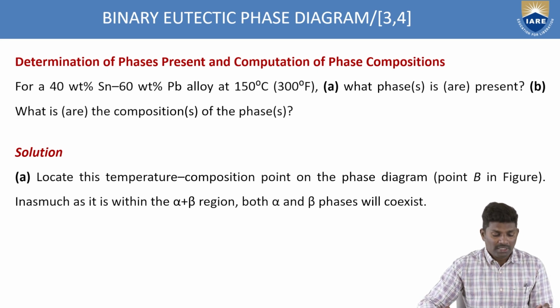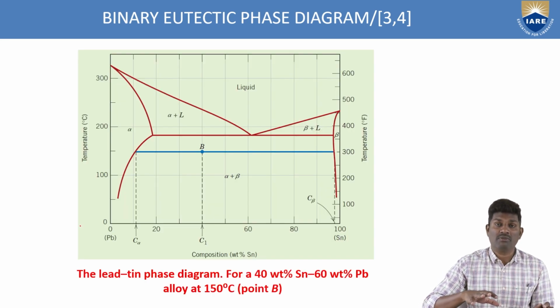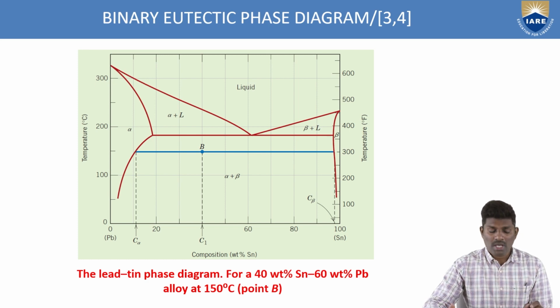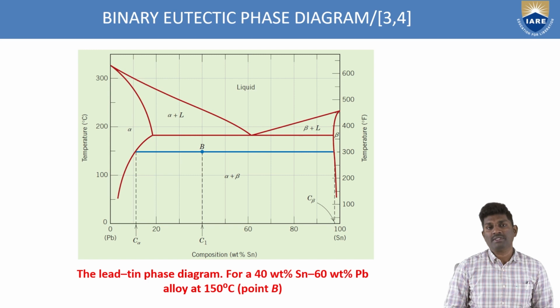Now let's look at the location of this temperature and composition on the phase diagram. This is the phase diagram we have for lead and tin. This is how you have the phase diagram. Now in this case you have to find out the phases present. Here you have alpha, alpha plus L, beta plus L, beta, almost similar to your copper and silver phase diagram.